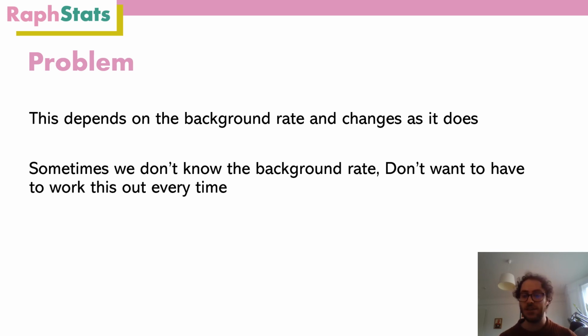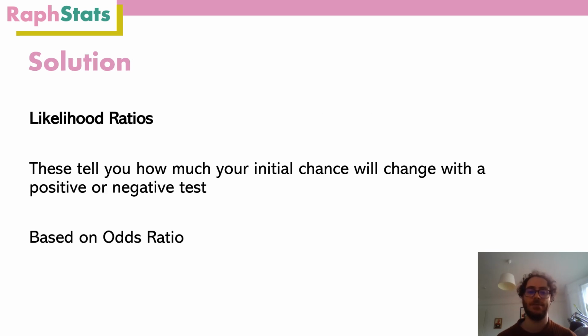Now, obviously, if you know the sensitivity and specificity, it's a bit of a faff to go through this process and work out a new positive or negative predictive value based on your background rate. So how do we do this? What's a better way of doing this? The solution to this is essentially likelihood ratios.